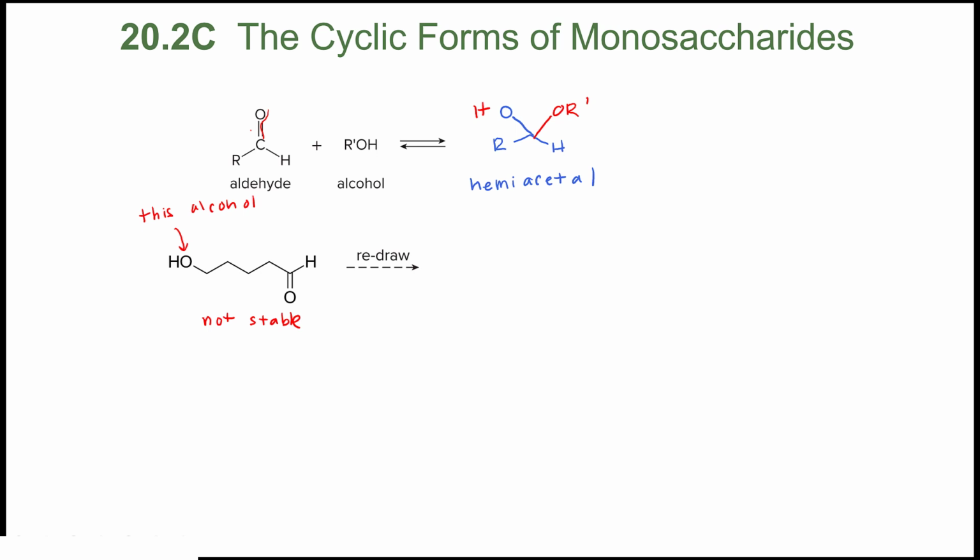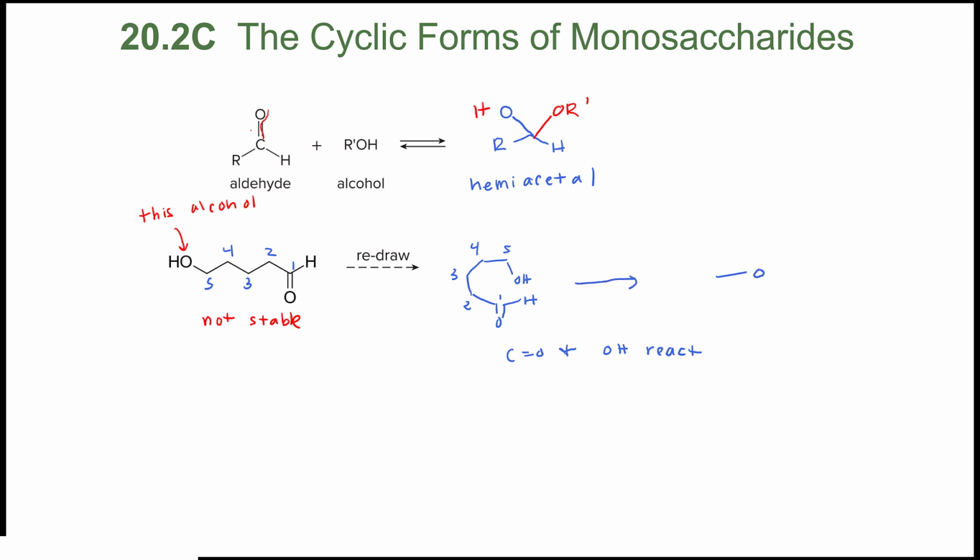So I can kind of redraw this so that they're in the same neighborhood. So this is carbon 1, 2, 3. So there's my alcohol that's really close. The alcohol on carbon 5 can wrap around and react with a carbonyl, and those will form the hemiacetal.